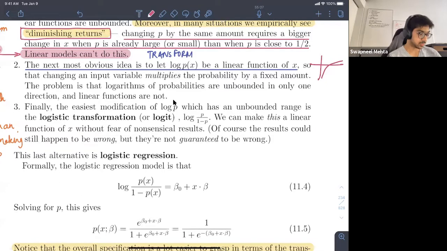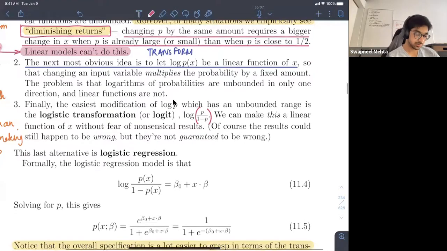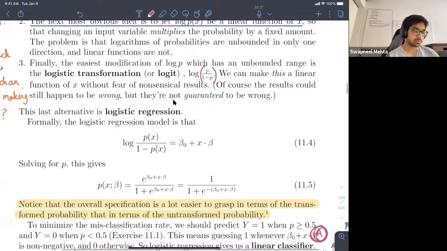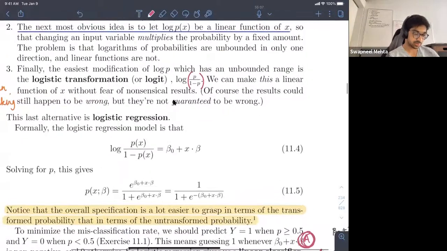No, sorry, I wasn't talking about that. What I want to say about this is that you need to bound it on the other end also. And so you come up with this transformation log p over 1 minus p. And he motivates this as the natural next thing to do, which means for different problems, you can model this function differently. You don't have to use the exact same function.